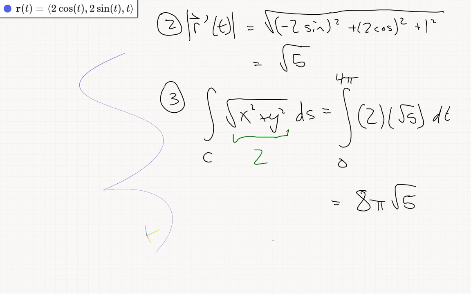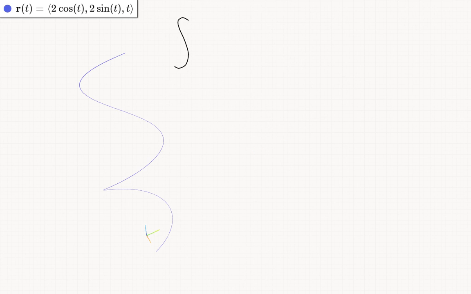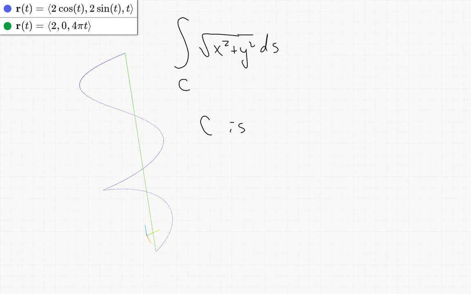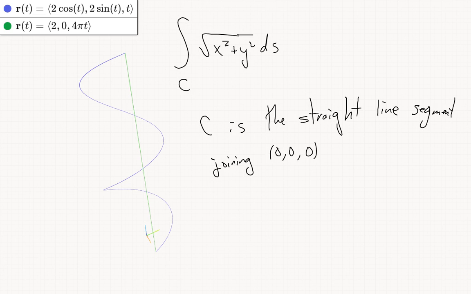Now, on the other hand, let's evaluate the same integral, or the same function, rather ds, but where now c will be the straight line segment joining the origin, or sorry, not the origin, 2, 0, 0 to 2, 0, 4 pi. So the same starting and end points as our helix.